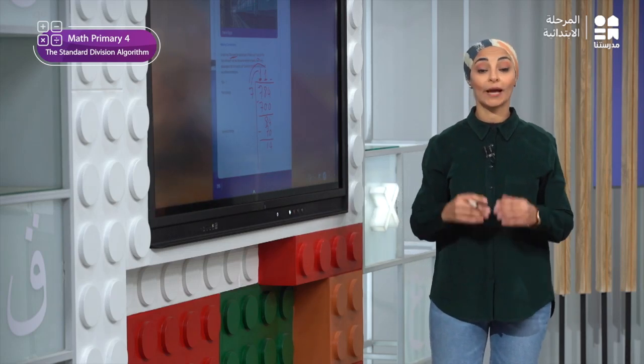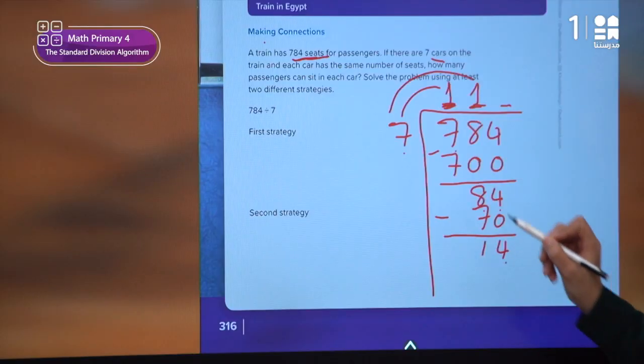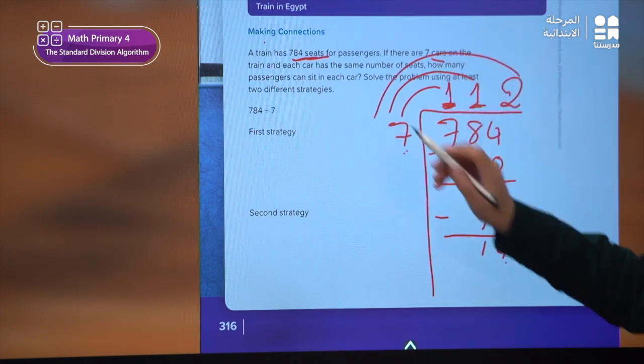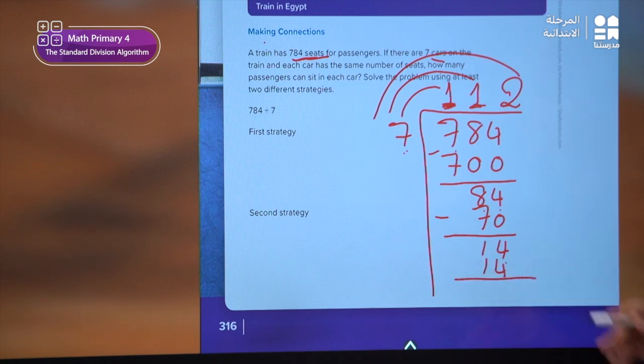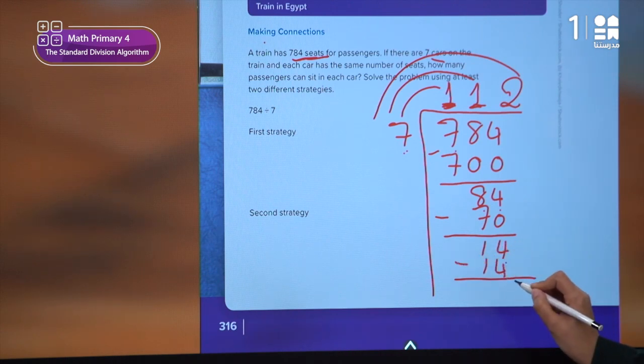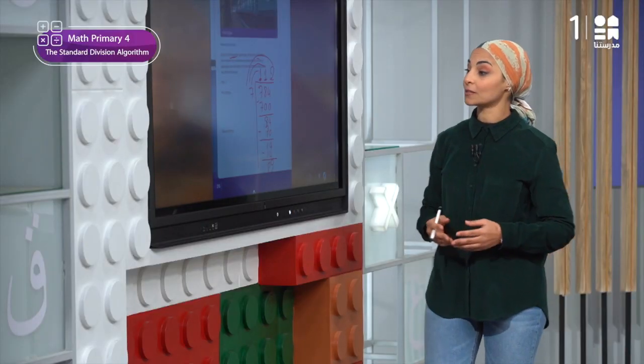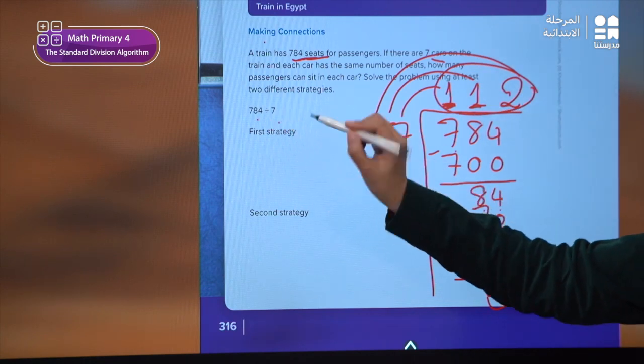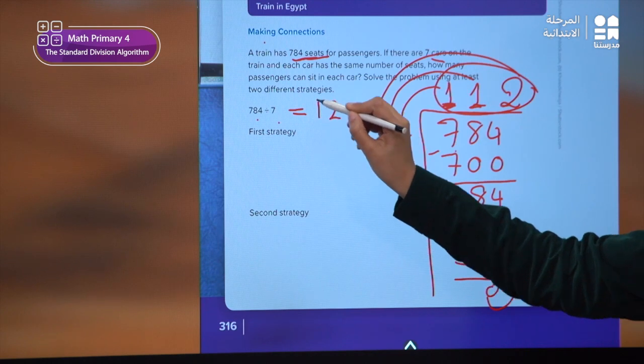Then what should I do? I will repeat all again. I want now to divide 14 by 7. 14 divided by 7 gives me what? Of course, I will put here 2 because 14 divided by 7 is 2. Then I will multiply 2 times 7 gives me 14. And the last step, I will subtract 14 minus 14. So 14 minus 14 gives me 0. So I have finished my question. And what is my quotient? The quotient is 112. So 784 divided by 7 equals 112.